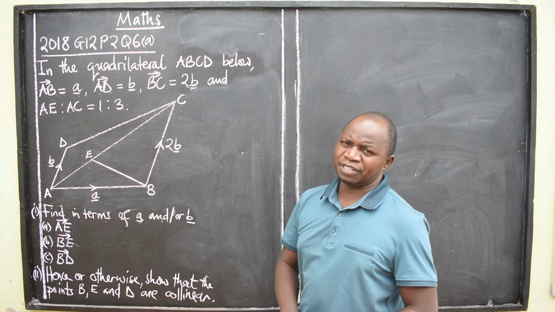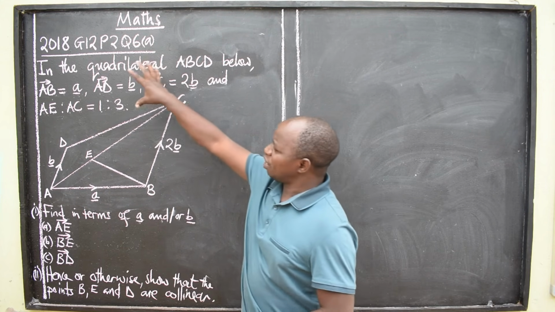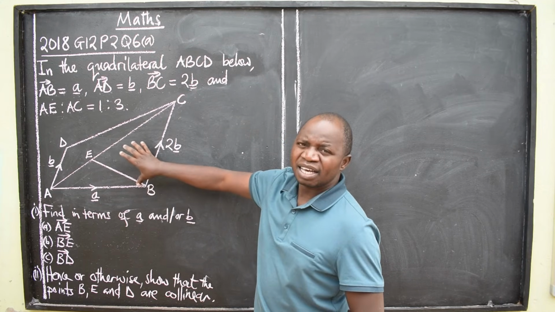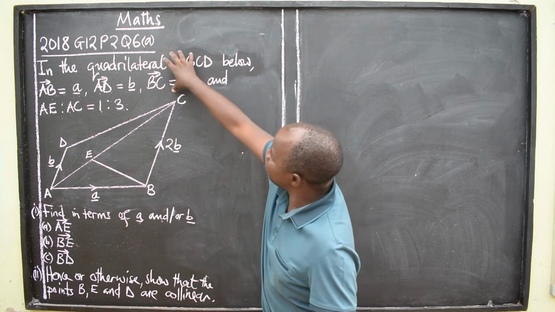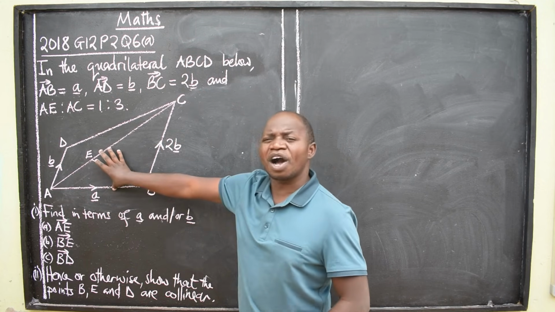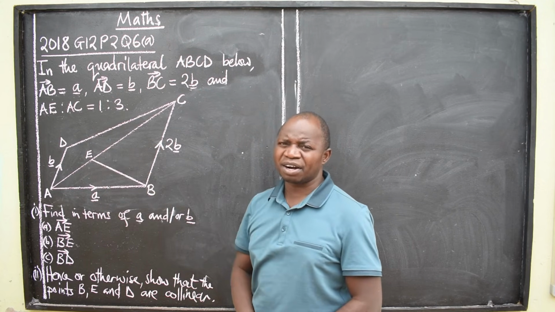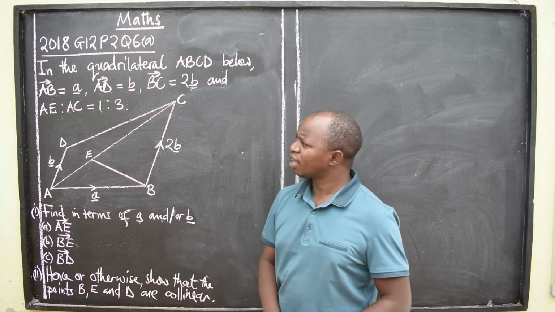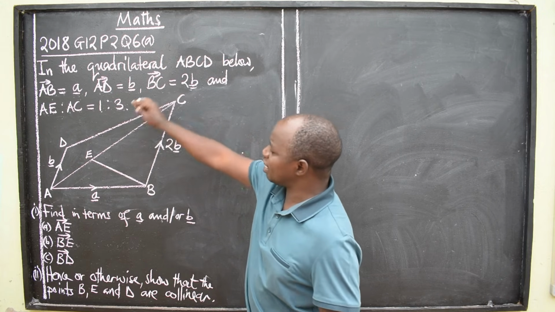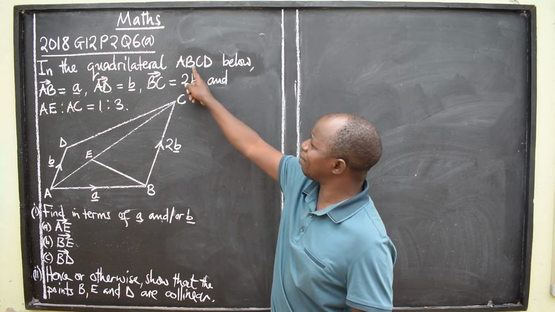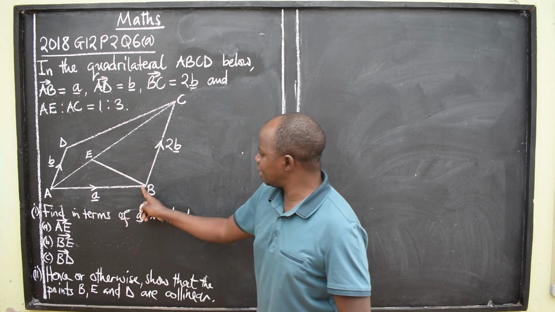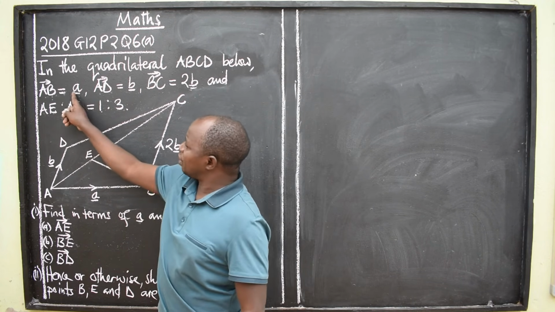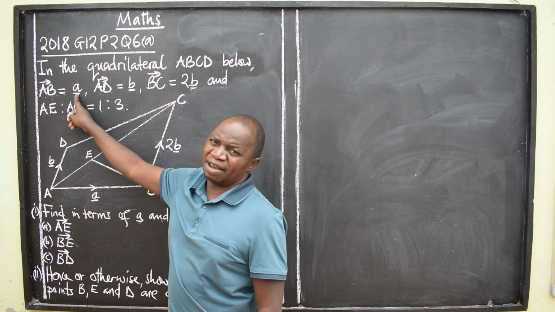How do you go about it? Well, whenever you are provided information with a diagram, make sure you verify that the information which is here is also appearing on this diagram before you can start your calculations. So let's begin. We are told that in this four-sided shape, A, B, C, D, the vector AB is equal to A. Verify that this is there.